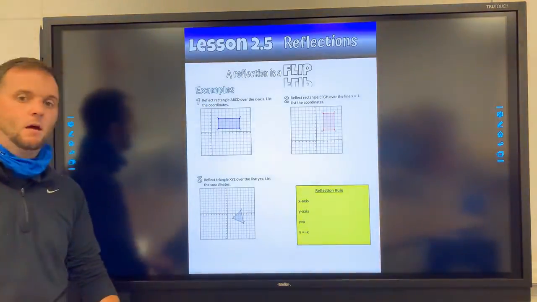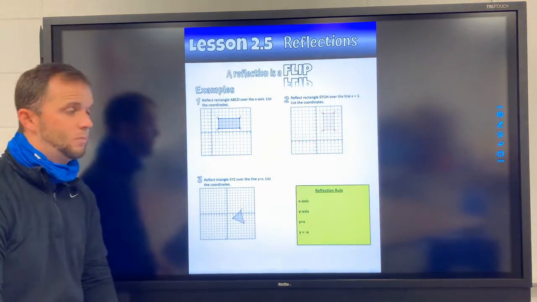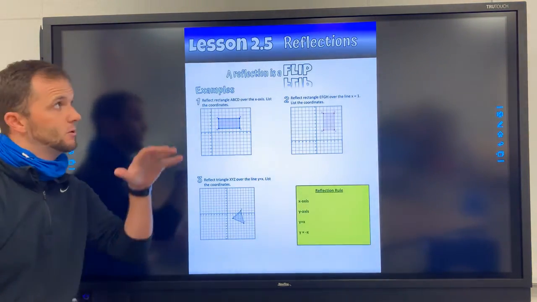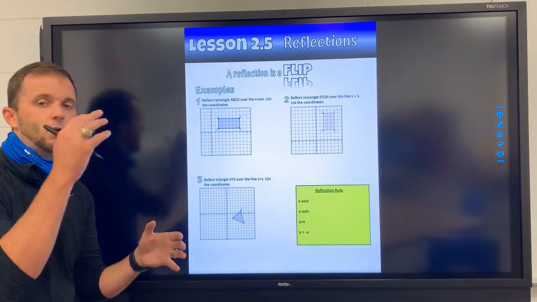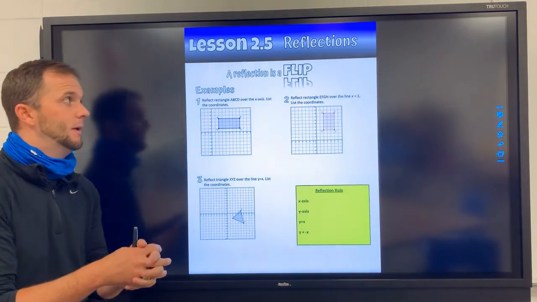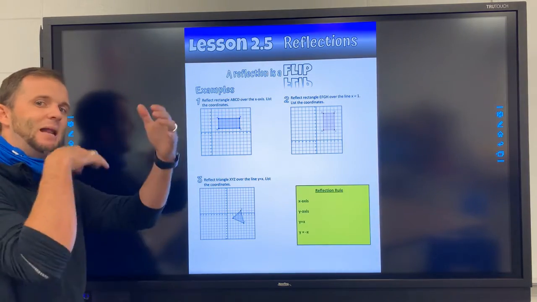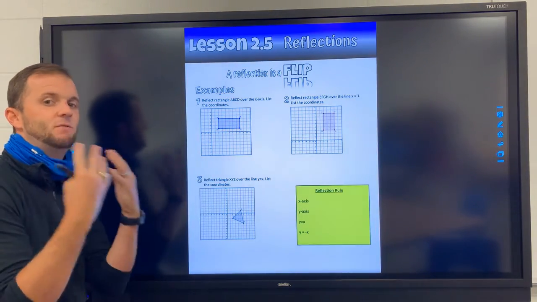So today we are moving on to 2.5 reflections. This is just another transformation. We learned translations in the last one, and we're learning about reflections in this one. A reflection is just like you looking in the mirror. You're going to see the complete opposite of what is actually there.